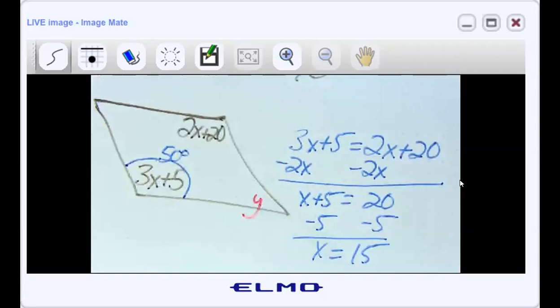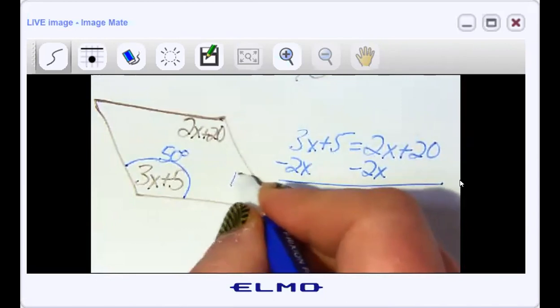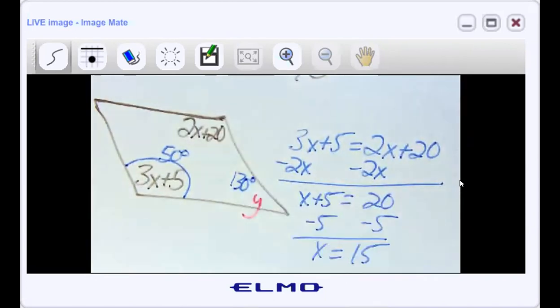Remember, nothing is drawn to scale. So I know this one looks like they should be swapped, but it doesn't matter. You always go off of numbers, not looks. So yeah, y would be 130. How fun.